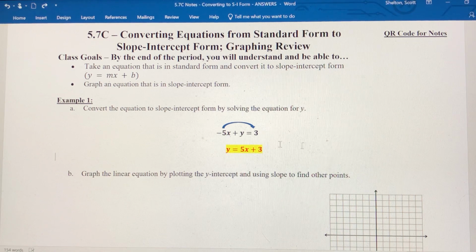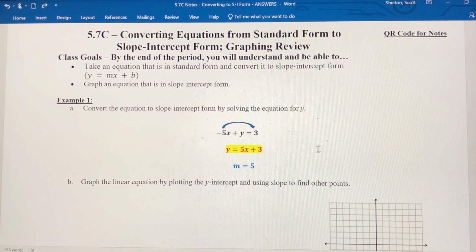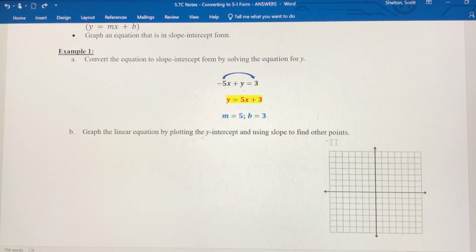So I can say the slope is going to be 5, and the y-intercept is going to be 3. Because I have these two pieces of information, I've got everything I need to graph this line. The y-intercept is 3, so I would put an ordered pair right here. The slope is positive 5, so from there I can go up 5 units, 1, 2, 3, 4, 5, and over 1. Or from positive 3 at the y-intercept, I could go down 5, 1, 2, 3, 4, 5, and left 1. But either way, the graph's going to look like this.